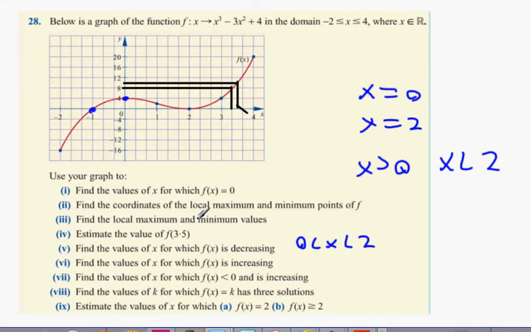Find the values for which it's increasing. Well, any value below x equals 0 is on its way up. But in the interest of this equation, we're stopping at -2. So it's going to be -2 less than x less than 0. And then it also starts increasing at any value above 2. So 2 is less than x, and the function stops at 4.